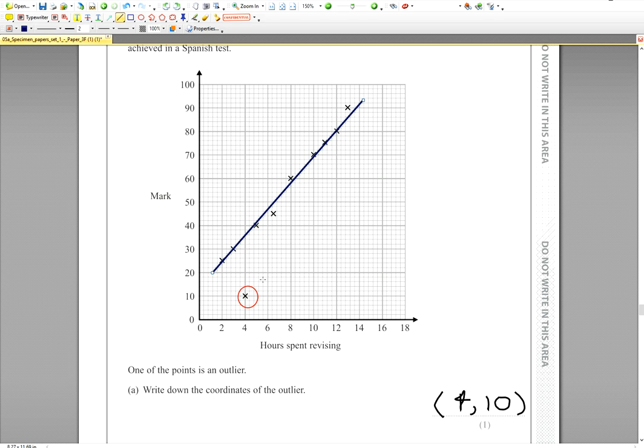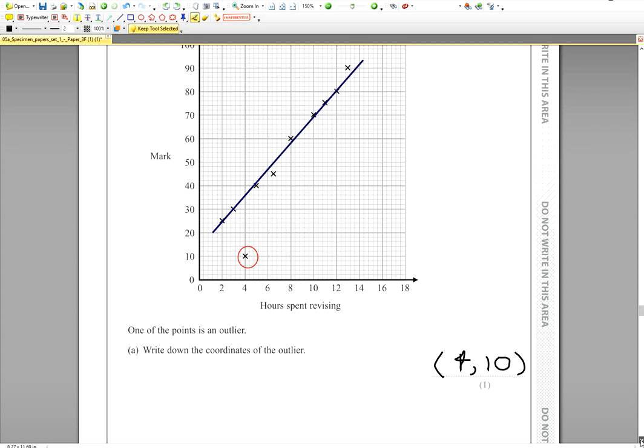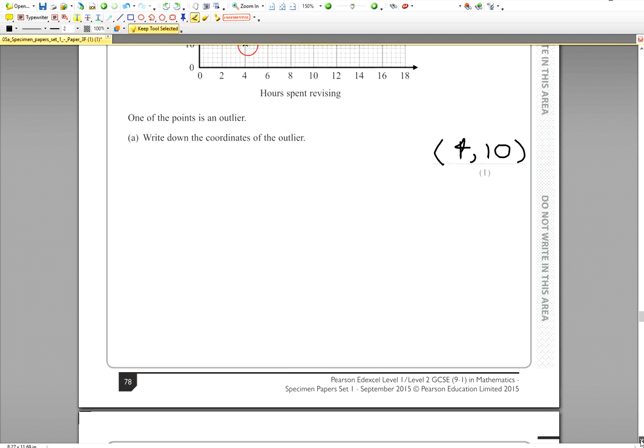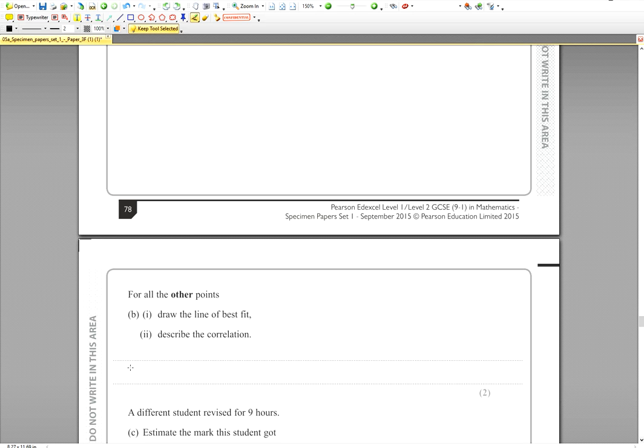Okay, that's my line of best fit. So yours will be roughly around about that one. Okay, are we happy with that? So what kind of correlation is that? Positive. Positive correlation. So as the hours increase, the marks increase as well. So that is definitely a positive correlation. It's quite a strong positive correlation. So we go back down to here, and the description is, it is a positive correlation.